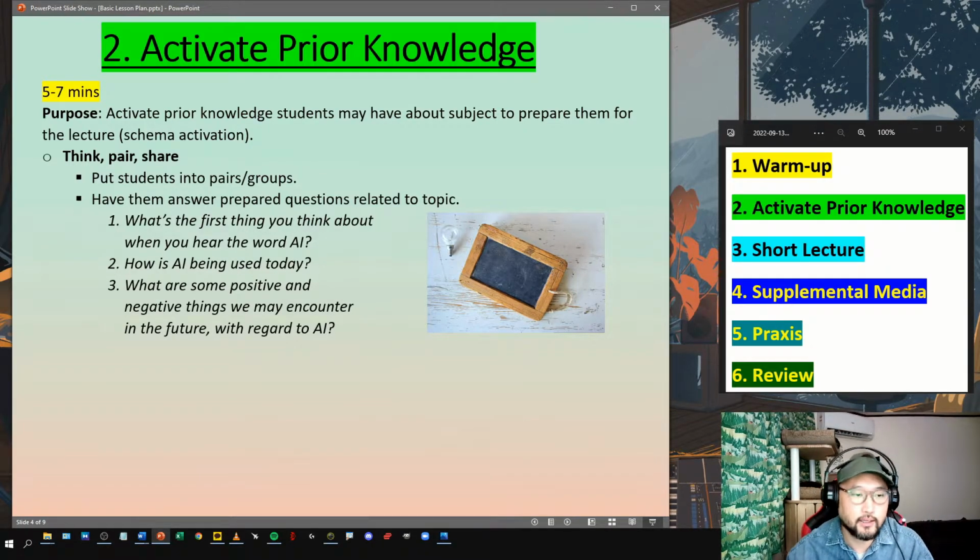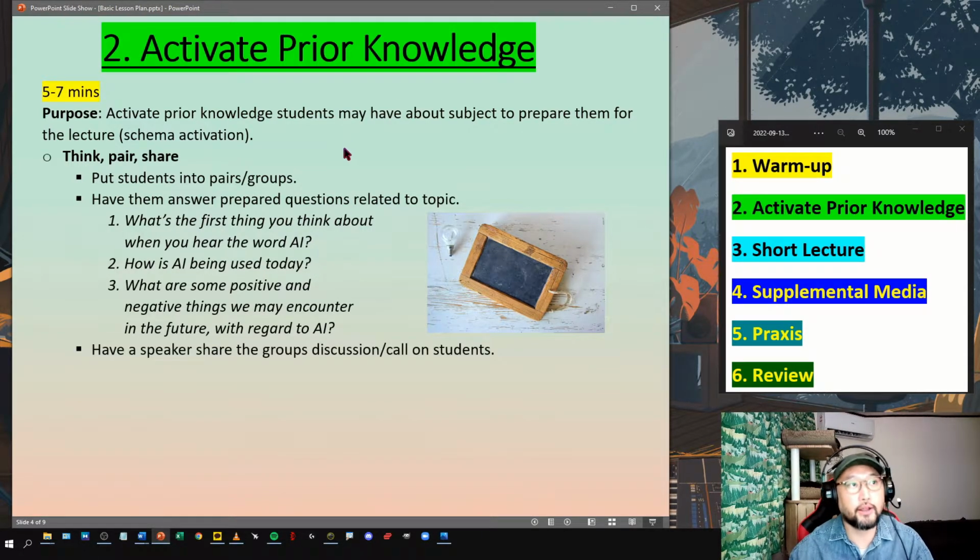or whatever types of AI students have experience with right now, or it could even be like, maybe some students own a Tesla or have been in a Tesla before. They could talk about that. So again, we're doing this to activate prior knowledge.